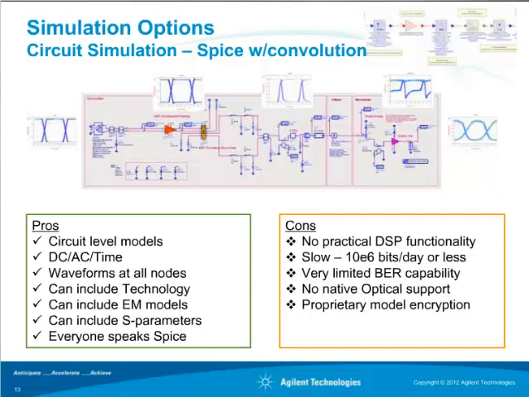It can also be slow, and the more complicated your system is, clearly the slower it gets. I've quoted 10 to the 6 bits per day here. It's about that for the schematic you see behind this graphic, but it could even be less than that if you have a more complicated system. Because of that, it has pretty limited bit error rate capability, and one of the other challenges is there's really no native optical support, no concept of optical signaling. Yes, you can do it by using special cases or some kind of electrical analog, but that's extra work. And you will have this issue with proprietary model encryption that comes along if you're trying to protect IP.